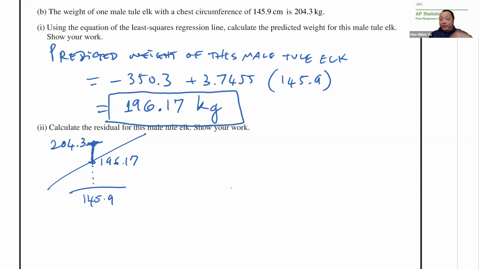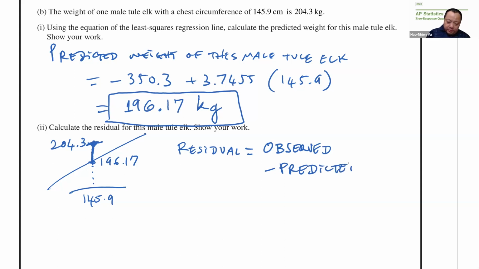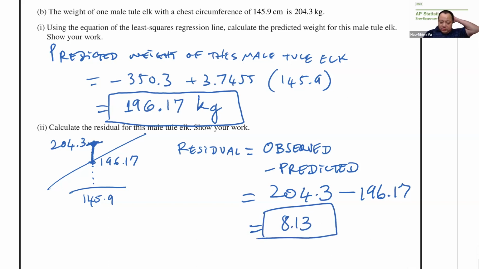Some of you may have trouble remembering which one subtracts which one. Is it 204 minus 196 and end up with a positive number, or is it 196 minus 204 and end up with a negative number? Well, the way I remember it is I treat the least squares regression line like an x-axis. If I flatten it out, then it's kind of intuitive that this should be a positive and that should be a negative number. Therefore, I should take the observed number and subtract the number on the line, the expected number. So the residual is observed minus predicted. So 204.3 minus 196.17 equals 8.13 kilograms.